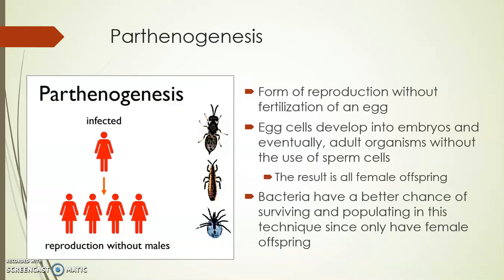The next type is parthenogenesis. This is a form of reproduction without fertilization of an egg. These egg cells can develop into embryos and eventually adult organisms without the use of sperm cells. This results in all female offspring. Due to this, the bacteria have a better chance of surviving and populating since there's only female offspring.